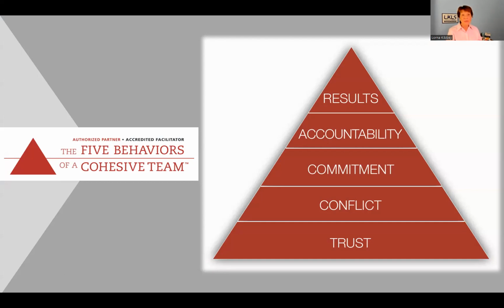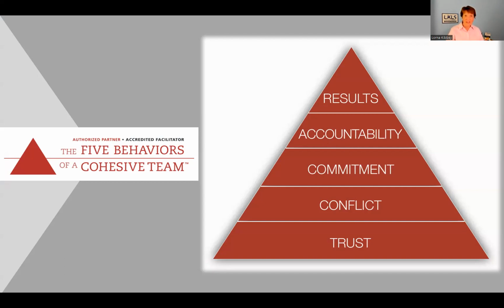But this is the model, in case you haven't seen it, the 5 behaviors of a cohesive team. And what Lencioni tells us, just briefly, because I know we've done this in other sessions, if you're coming back to sessions, you're starting to get some repetition and starting to hear some things over and over. That's how we learn, so that's good. That's part of in-depth content.